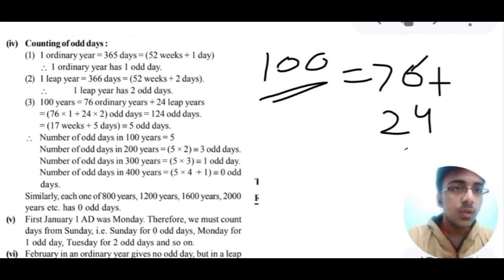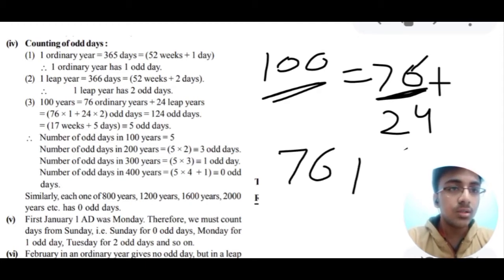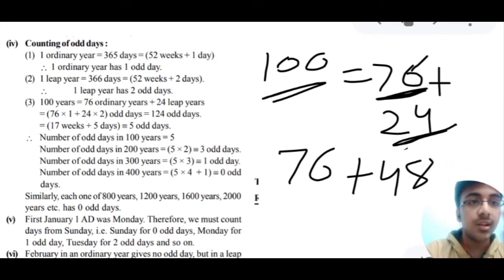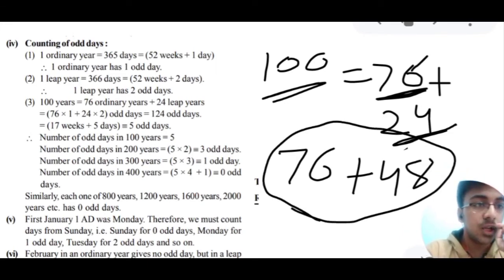Now, we know that in every ordinary year there is 1 odd day. So in 100 years, there will be 76 odd days, plus in every leap year there are 2 odd days, so plus 24 into 2, because there are 2 odd days. 24 into 2 will give you 48. Is it clear? So the total number of odd days in 100 years is 124, sorry, that's 124 odd days.